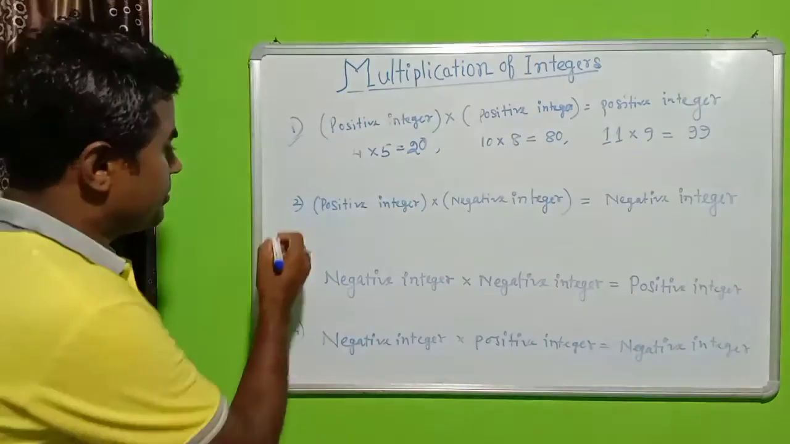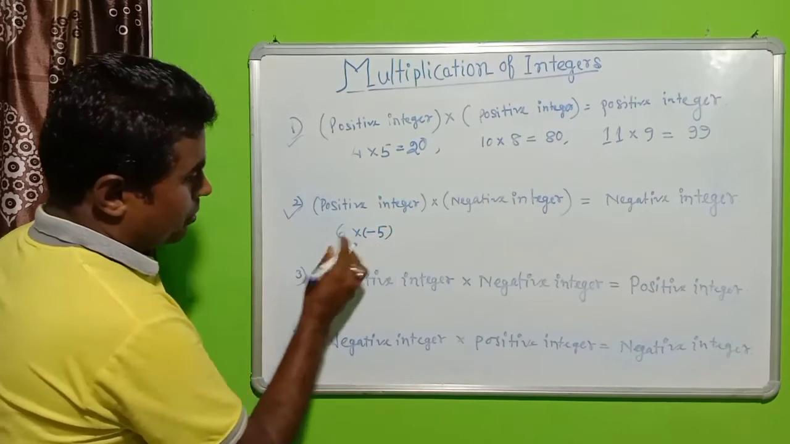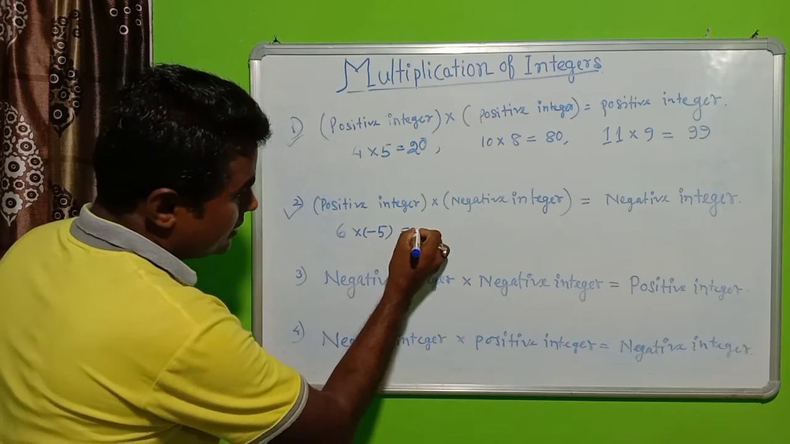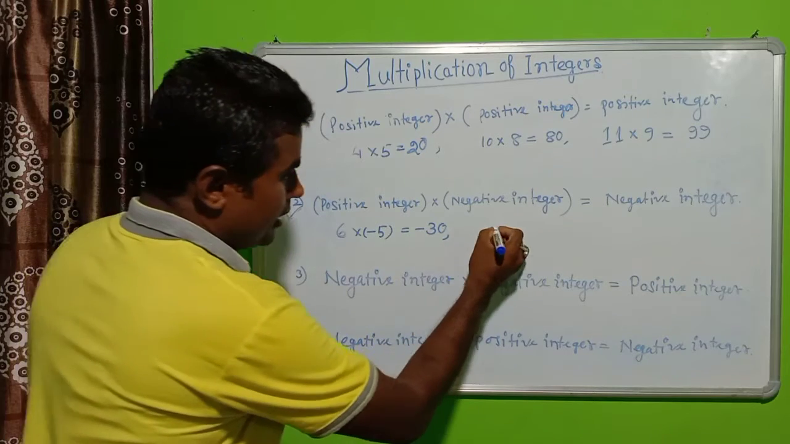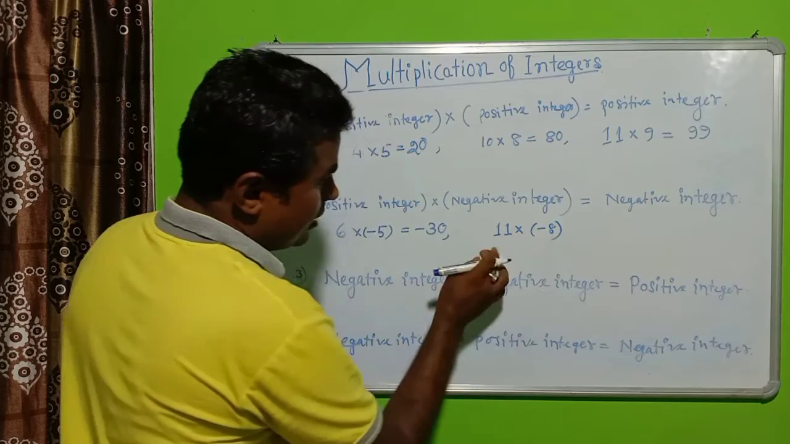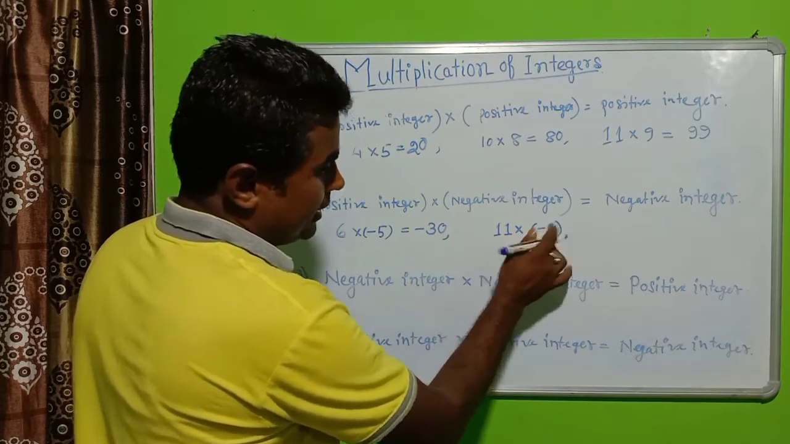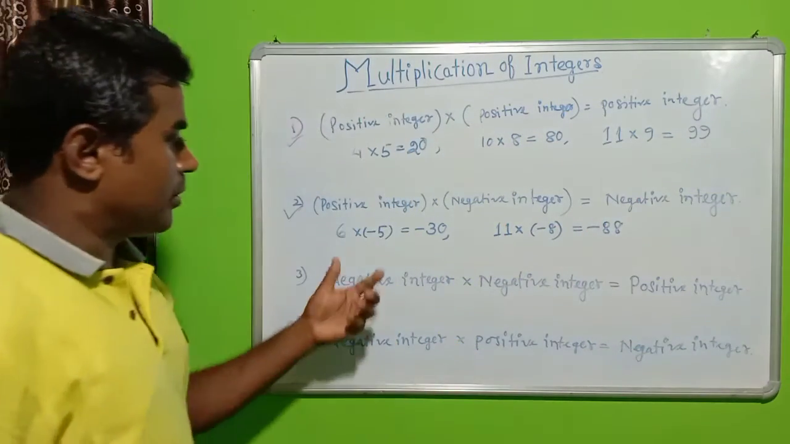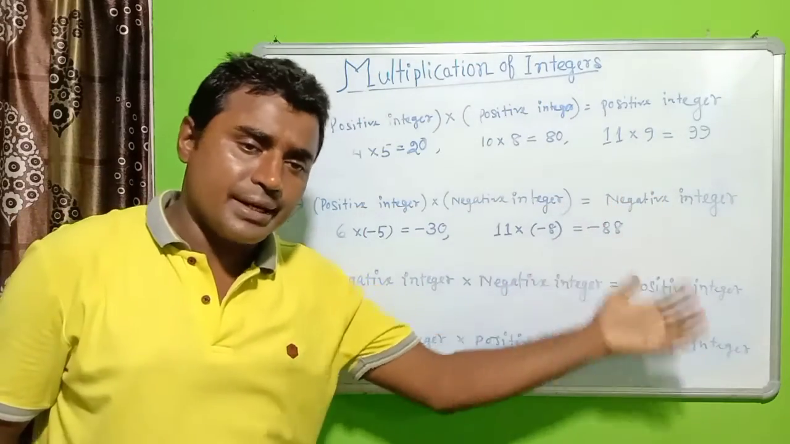The next point, observe, 6 and a negative integer minus 5. So 6 into minus 5 is the product of a positive and a negative integer, and the result is negative, that is minus 30. Similarly, positive 11 with negative 8 gives minus 88, a negative integer. So the product of a positive integer with a negative integer is always a negative integer.